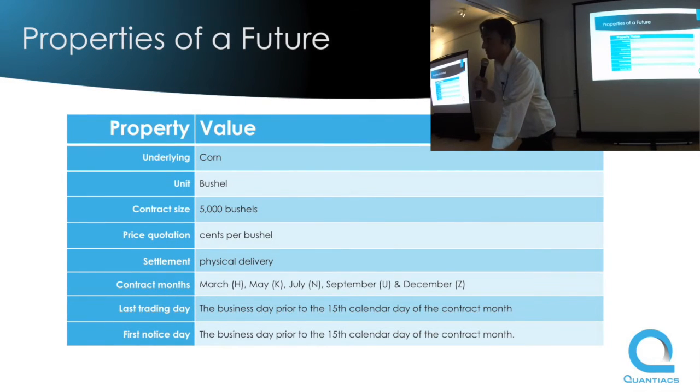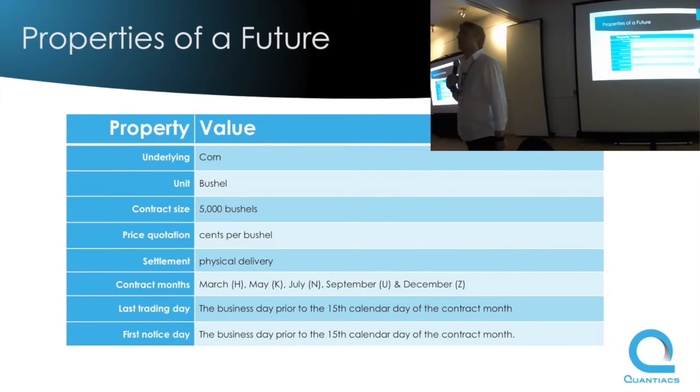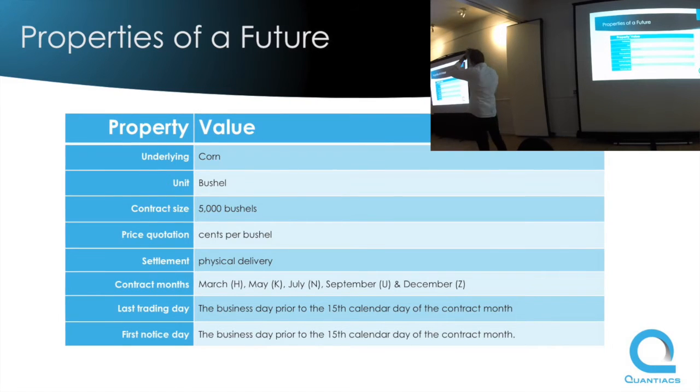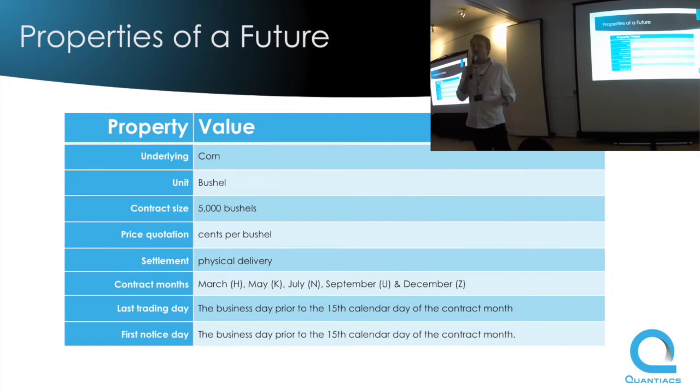Any questions to contract properties? Yes? Do they need to be the same, the last trading day and first notice? Okay, the question is if they are the same. Not necessarily. There are contracts that are really different from contract to contract.